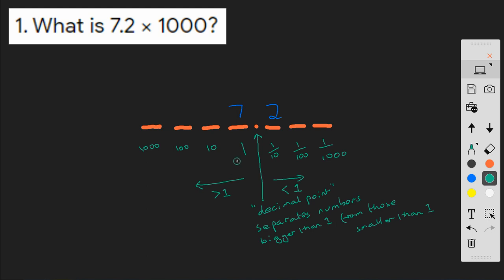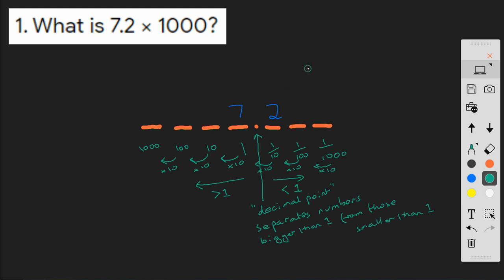As we go from one column to the other, each one is 10 times bigger than the previous one. And this also happens here as we move from column to column to column to column to column to column. Each column is 10 times bigger than the previous one.